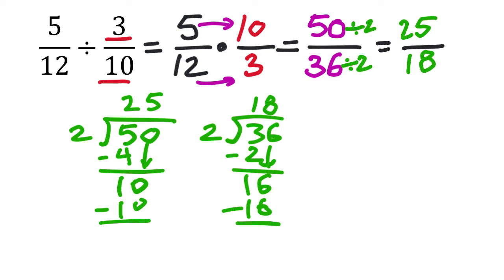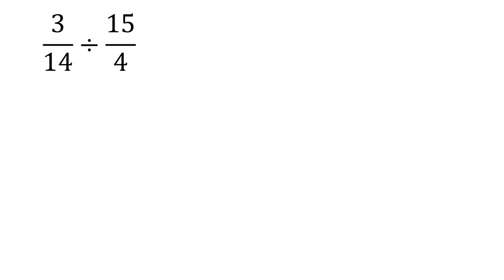Okay. Now, of course, you could say, well, I'll split up 50 and 36 into its prime factors. So be it. You'll get the same answer. And looking at this 25 and 18, 25 I know is divisible by 5. 18 is not. 18 is divisible by 6, 3, and 9, but 25 is not. So that means that we've reached the end of this problem. Whichever method you use, again, it's really up to you.